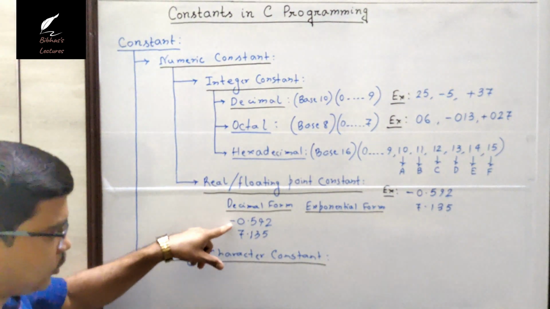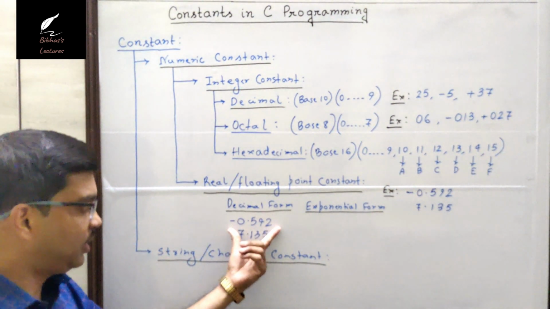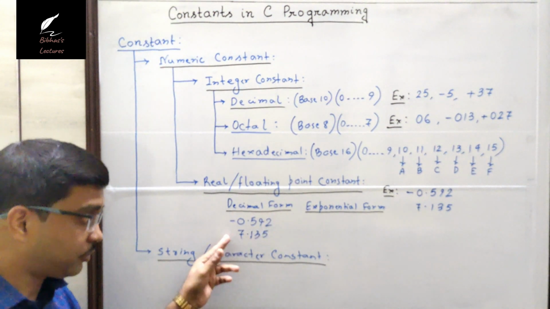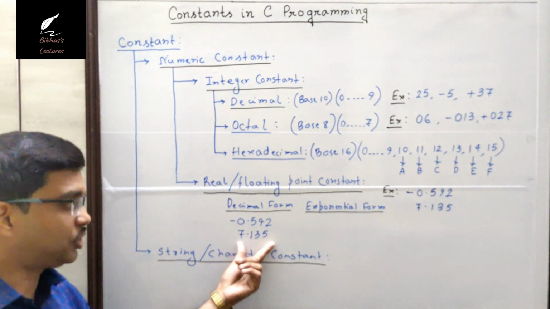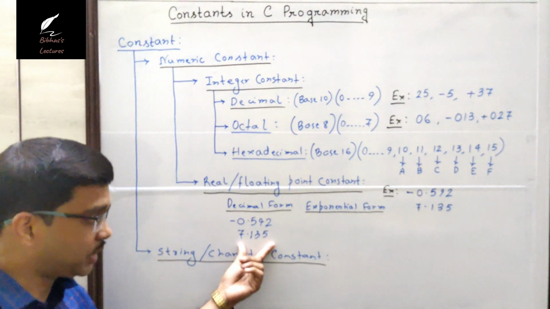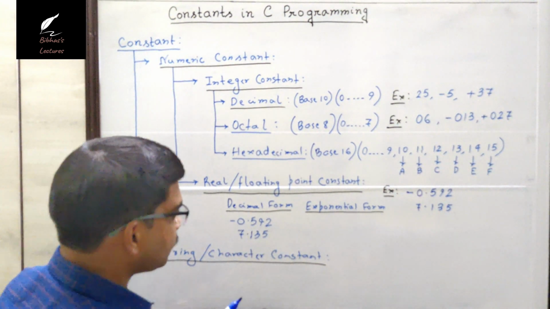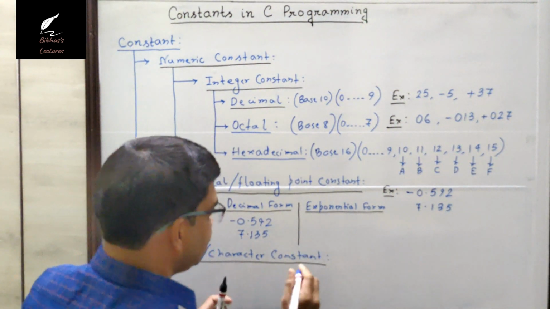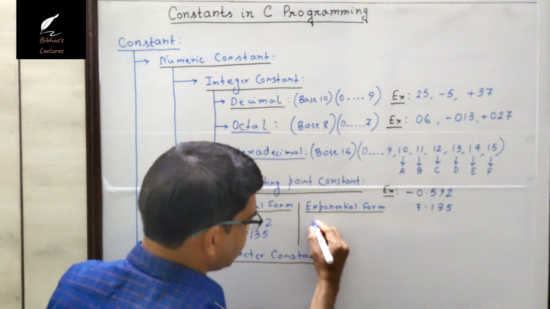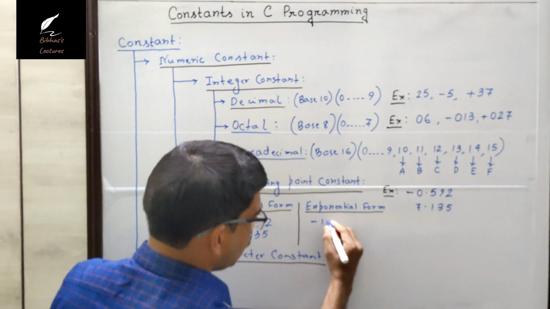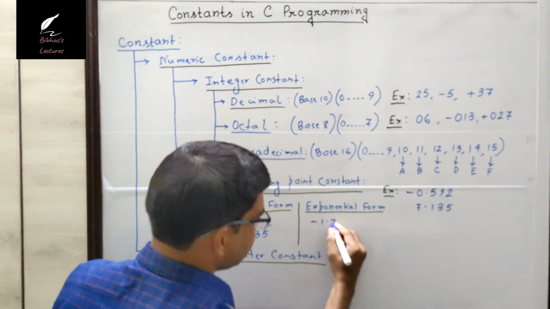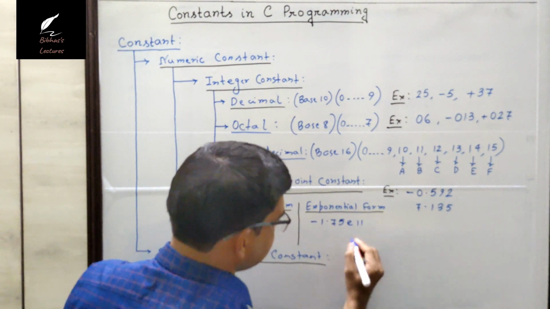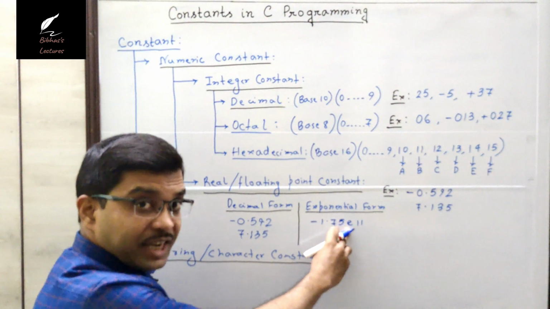So the first one is associated with a sign. So this is a signed real number, and the last one is not associated with any sign. So this is called an unsigned real number. Okay. Now what is exponential form? In exponential form, it can be represented like that. For example, minus 1.75 E11. So here E stands for exponential.